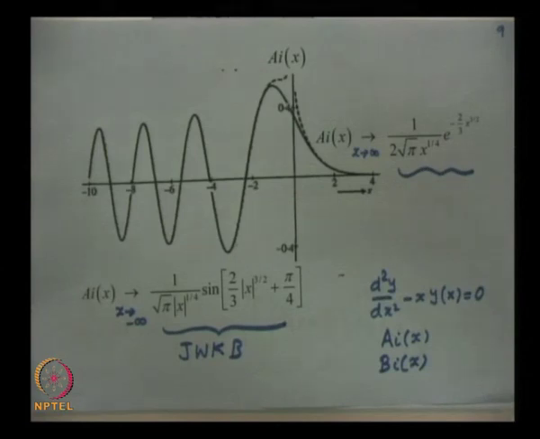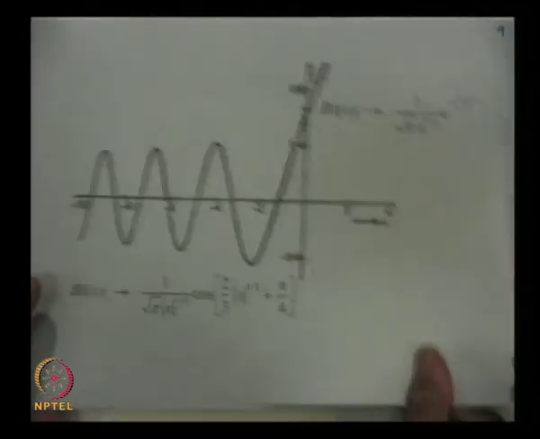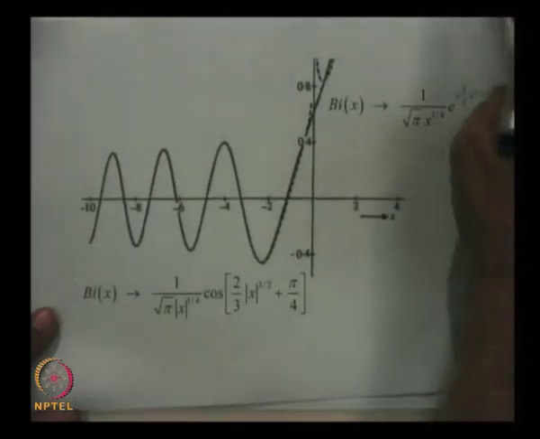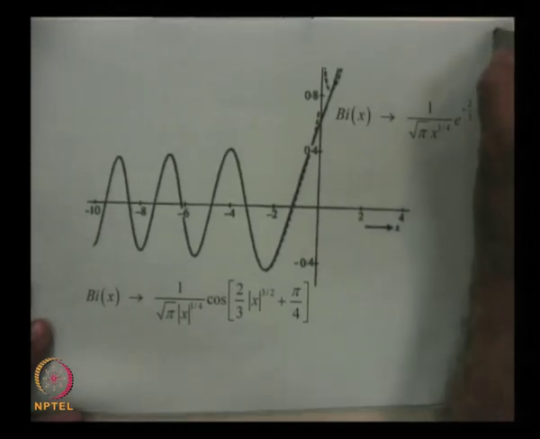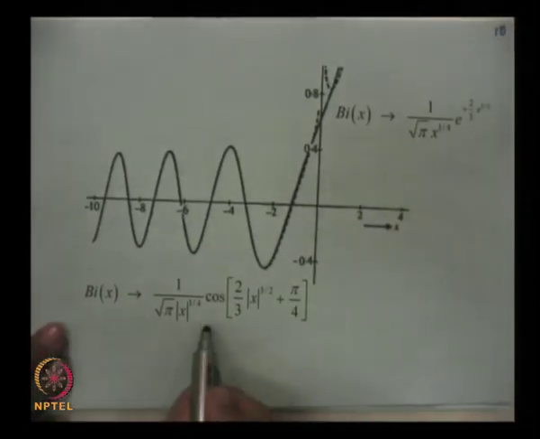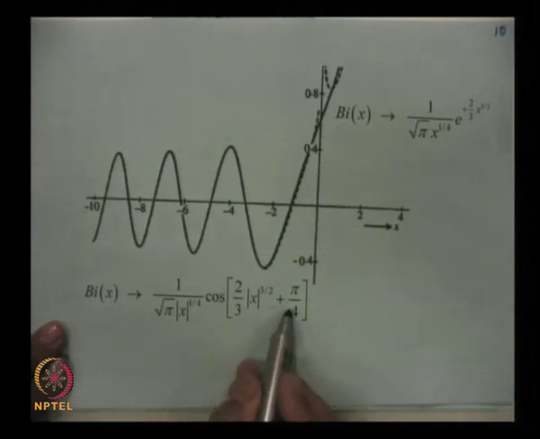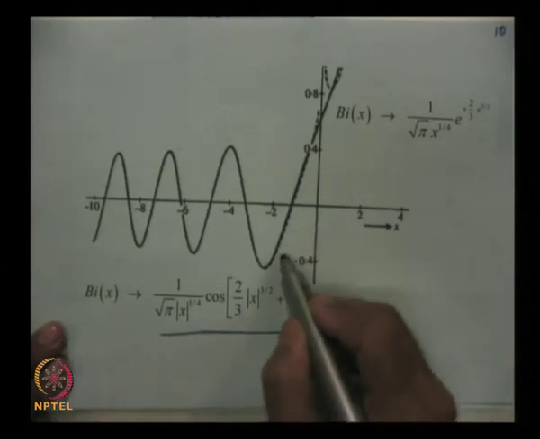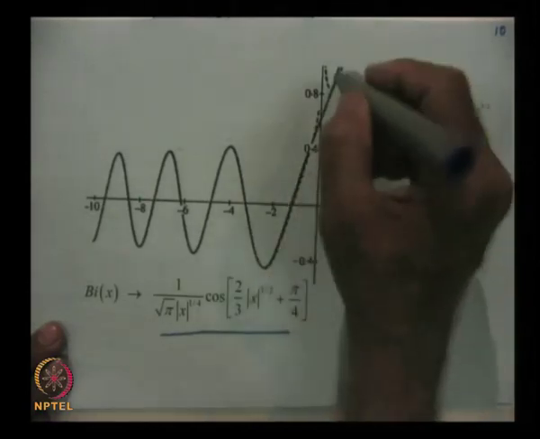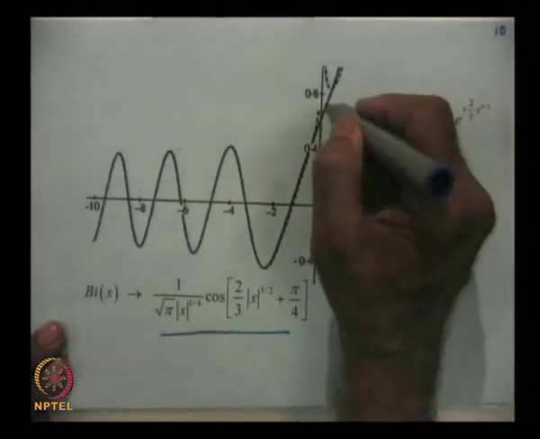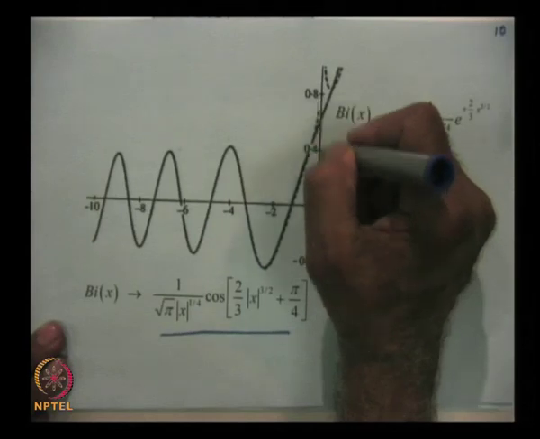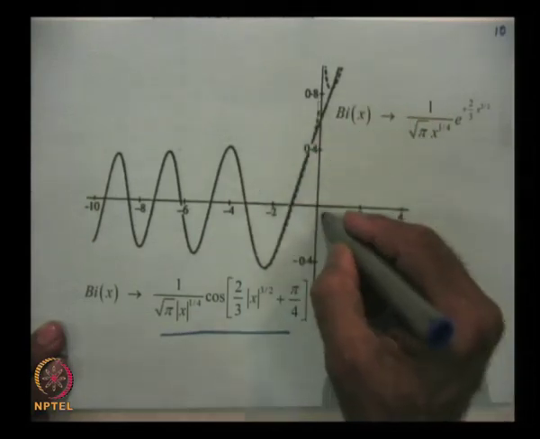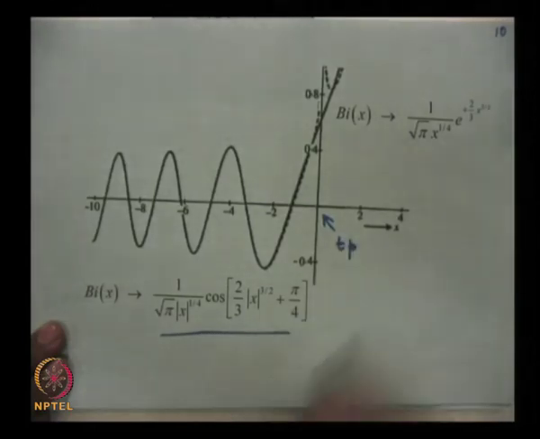Let me first also show you the Bi function. The other independent solution of this equation is the Bi function, which is known as the Airy Bi function, and the asymptotic form is a cosine with plus pi by 4 as x tends to minus infinity, and these asymptotic forms are plotted, if you can see this, as a dashed line. You see, the asymptotic solutions, which are just the WKB solutions, go to infinity at x equal to 0, because this is the turning point. x equal to 0 is the turning point.